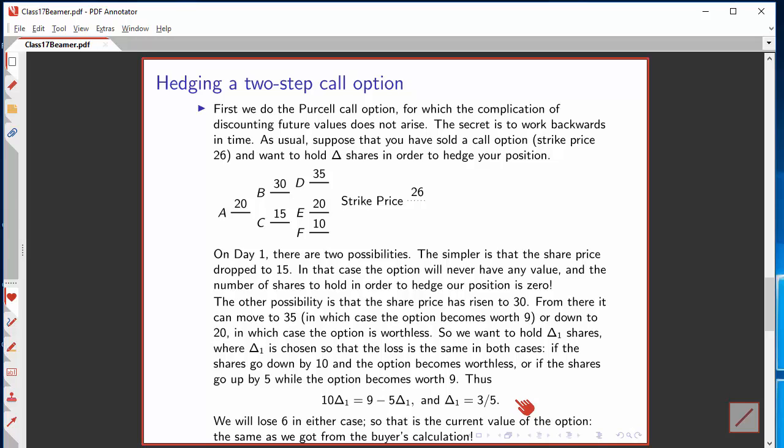Probably the easiest way to do it is to say if we have 3/5 of a share when they go down, we lose 3/5 of 10, or 6. So we conclude that the current value of the option when we're in state B here is 6. We reached the same conclusion earlier by looking at things from the buyer's point of view in terms of probability.